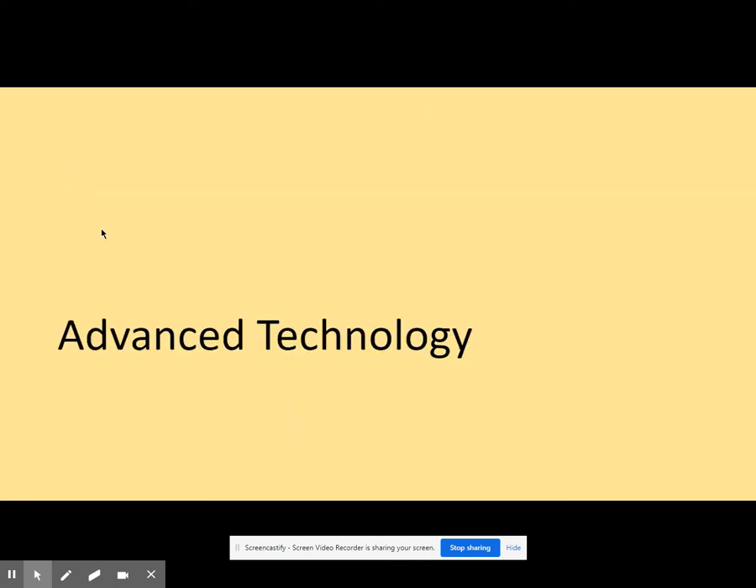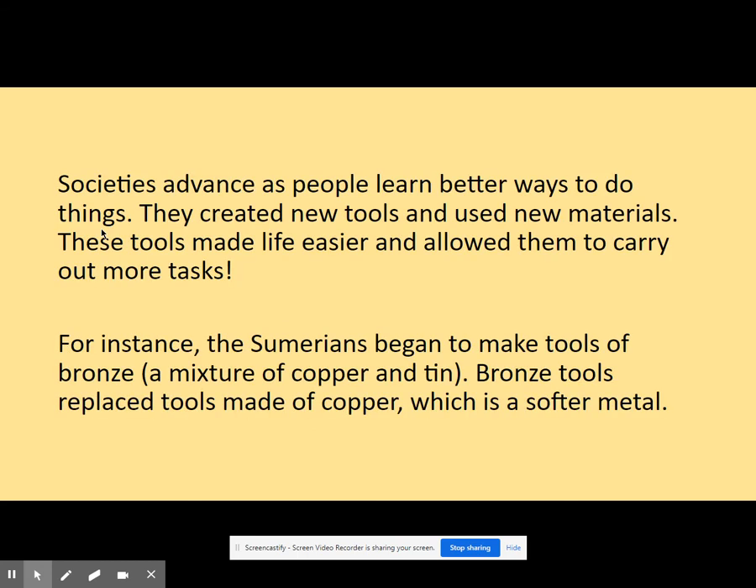We're also going to start to see advanced technology. And just a reminder, technology does not necessarily have to be about things that are electronic like they are in our society. It's things that are going to make life easier. So societies are going to start to develop better ways to do things. They're going to create new tools and use new materials that make their lives a whole lot easier and allow them to carry out more tasks. So these types of things are all going to be advancements in technology because they are new creations that allow them to carry out more and make their lives easier.